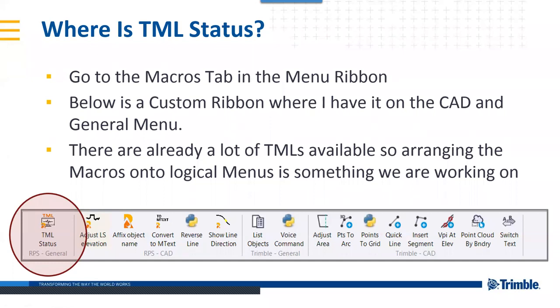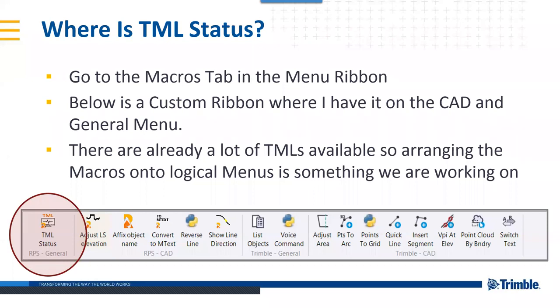There's a reverse line function which allows you to flip the direction of a line. There's functions for adjusting line string elevation. So if you've got a long line and you want to take away VPIs along a line between two locations, you can do that very quickly with that adjust line string elevation command.